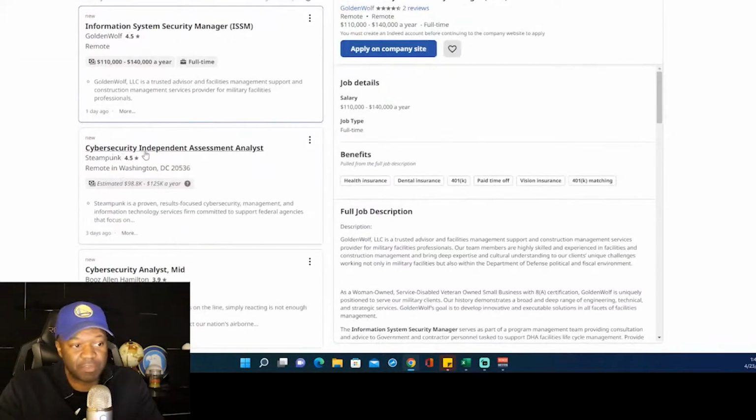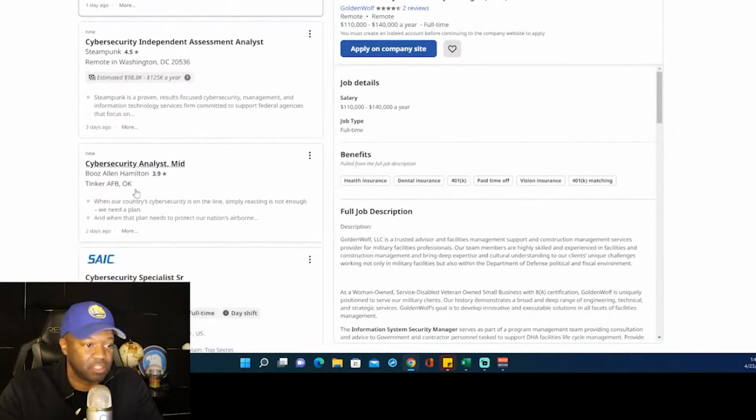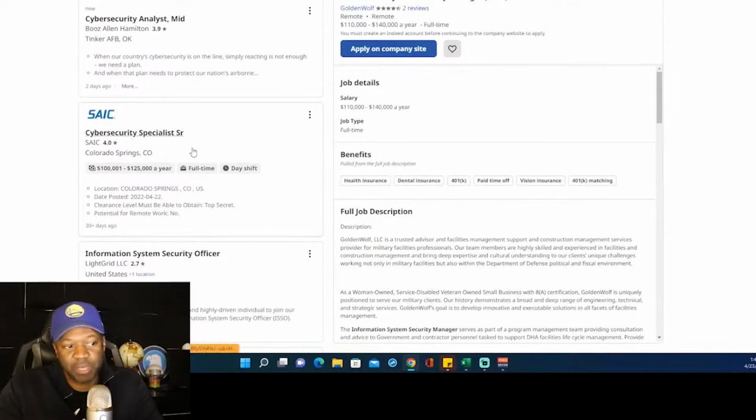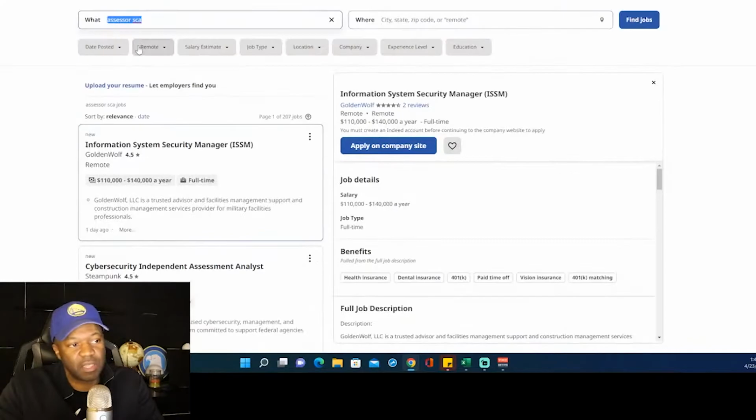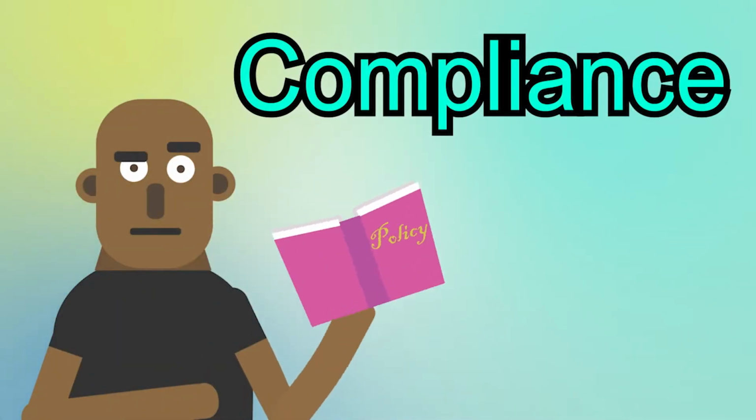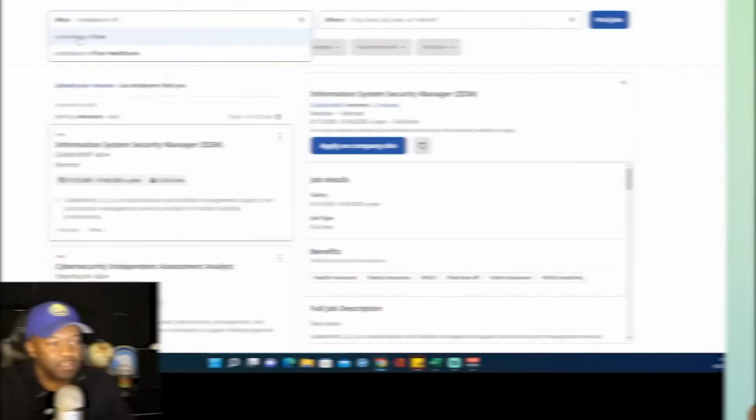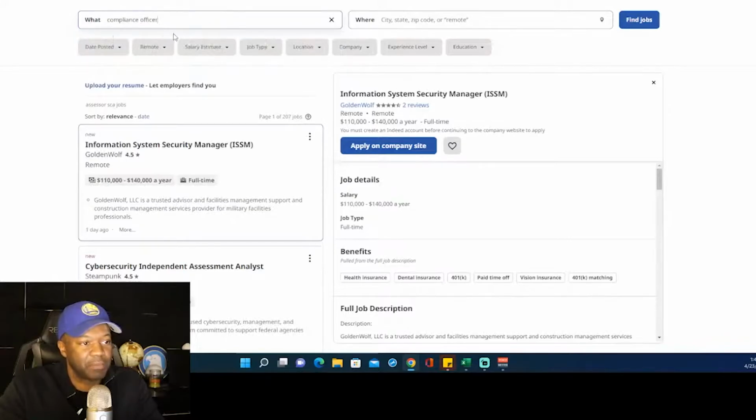This one's a cybersecurity independent assessment analyst. This one is a cybersecurity analyst with Booz Allen Hamilton. This one's a cybersecurity specialist. These are all terms that are within GRC for optimal results. Here's another one. You could type in compliance because that's also within GRC. Yeah, see how it's popping up? It's already populating. That means there's jobs for that particular thing.